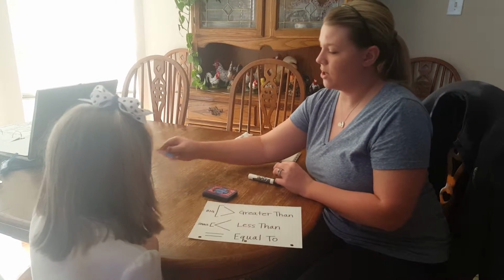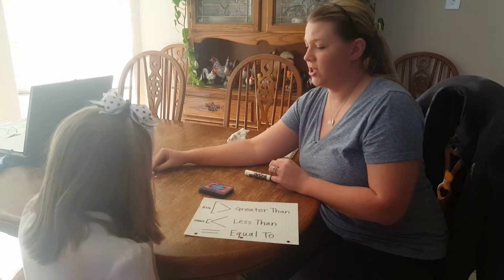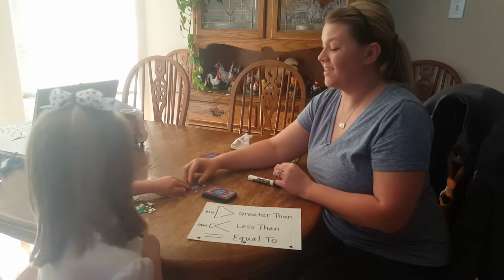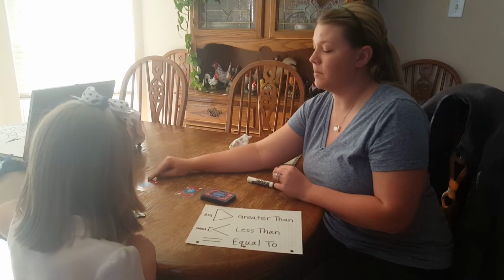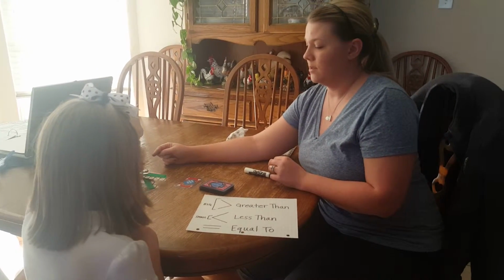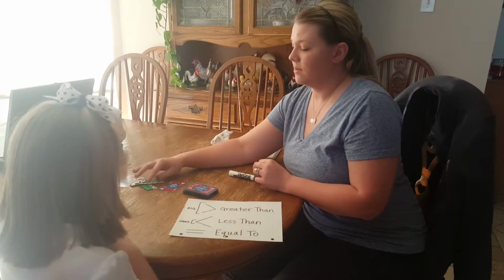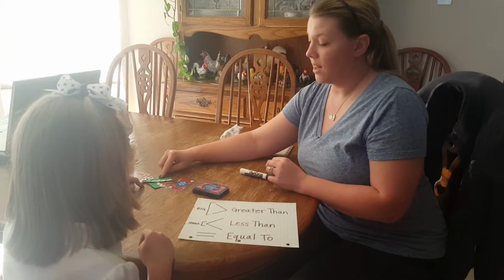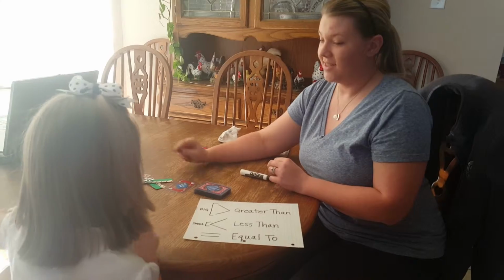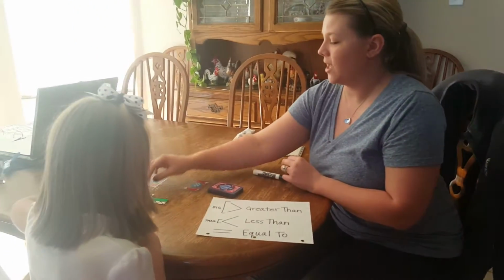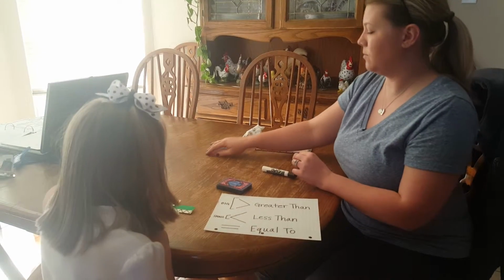Okay, so I draw a 2. All right, now you draw a 7. So this is the first number right here. So which way do we need our symbol to face? This way. So what does this tell us? 2 is less than 7. Good job. All right, Mr. Alligator, go away. Let's play one more round.